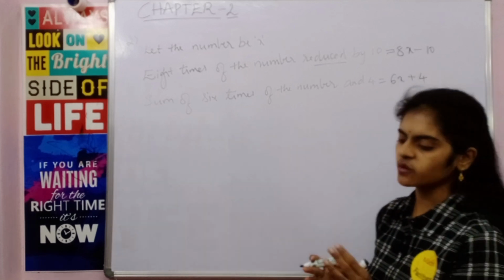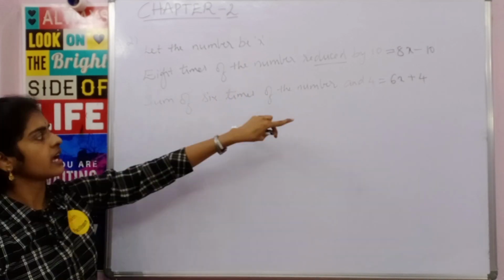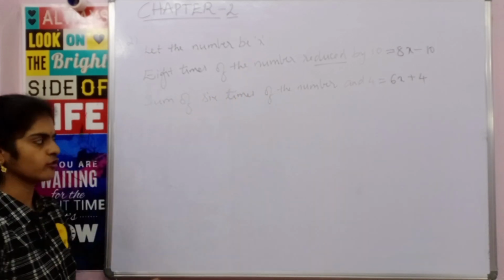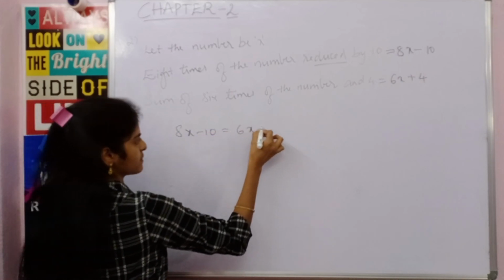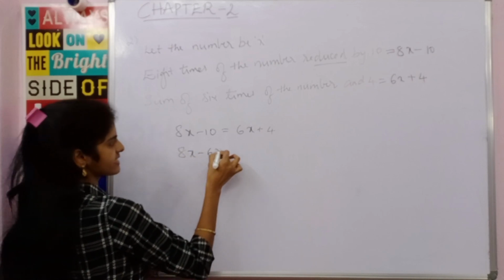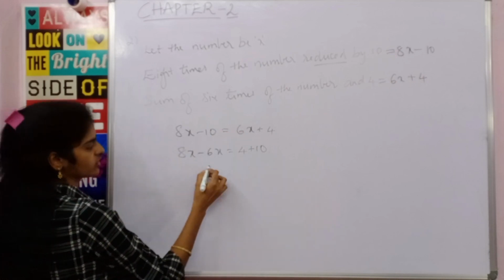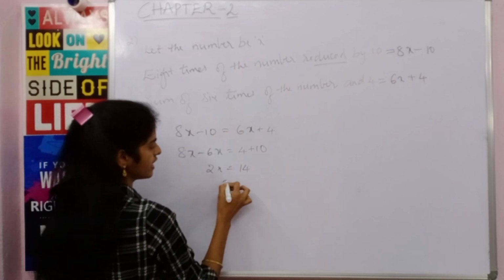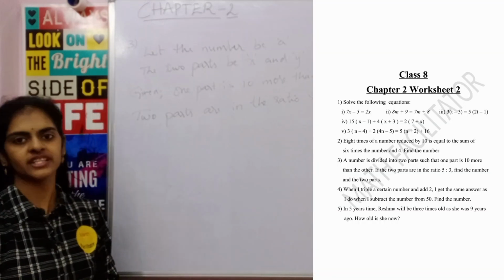Okay, now in the question it is given that 8 times of the number reduced by 10 is equal to sum of 6 times of the number and 4. Which means 8x minus 10 is equal to 6x plus 4. Now simple simplification. So 8x minus 6x equal to 4 plus 10. Nothing but I am bringing all the x terms together. So this is 2x equal to 14. So x is nothing but 7. So the number is 7. Moving on to the next question.